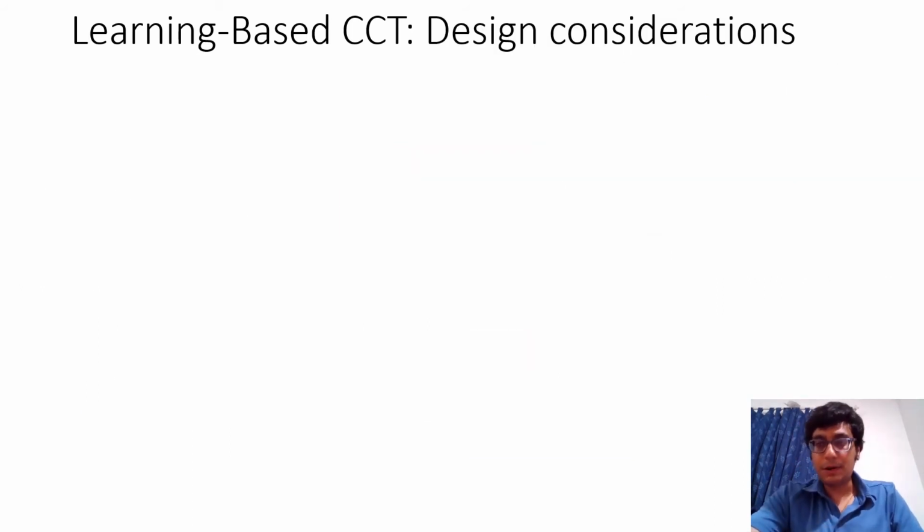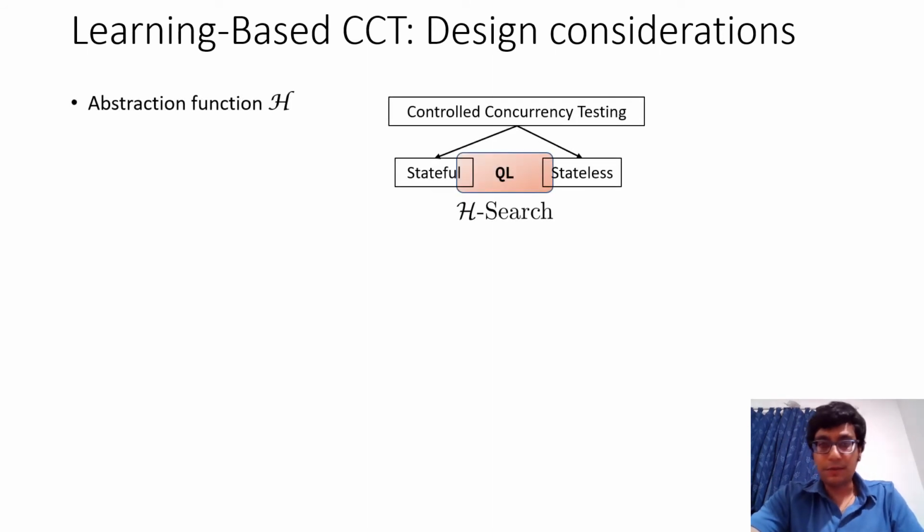QL brings about several interesting design considerations. The first one, of course, is the abstraction function. The design of this function presents a similar challenge as in standard abstract interpretation. With an appropriately defined abstraction function, you can make QL stateless, stateful, or anywhere in between.